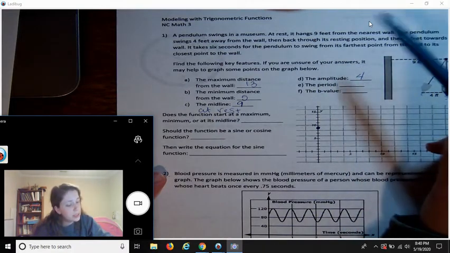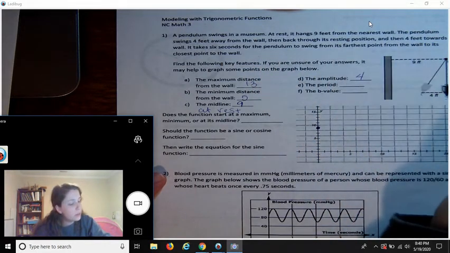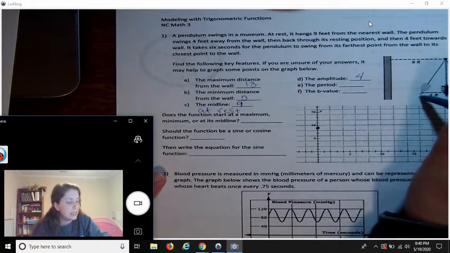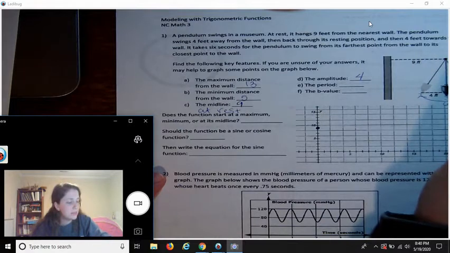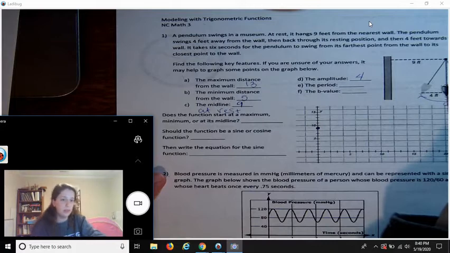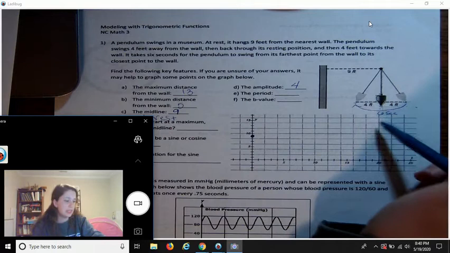It tells us it takes 6 seconds for the pendulum to swing from its farthest point from the wall to its closest point. So to get from here to there takes 6 seconds, okay? So if we're just going from here, oh, I'm sorry. From here to there took 6 seconds.